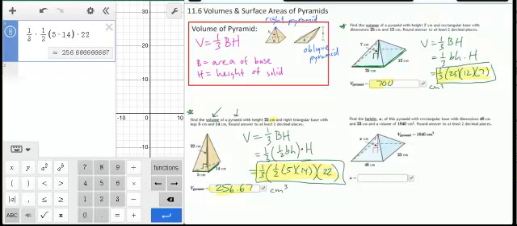All right. So you'll also see questions where you're given the volume and you're asked to find some other missing piece, in this case the height of the solid, but it could be the length or the width of the base. But I want you to see if you can calculate what is the height of this pyramid given the volume.